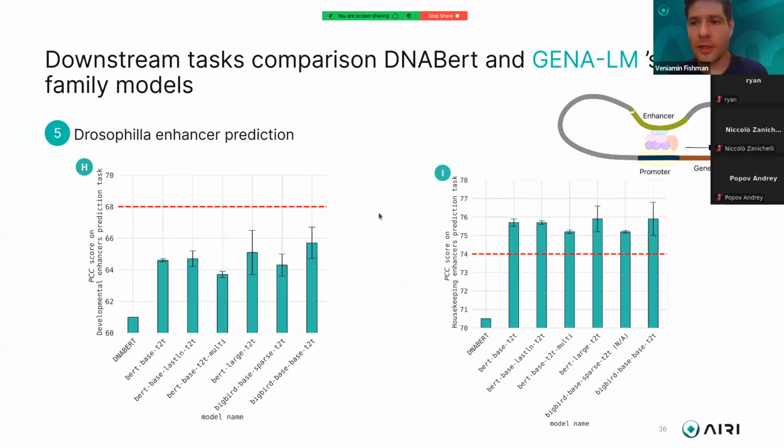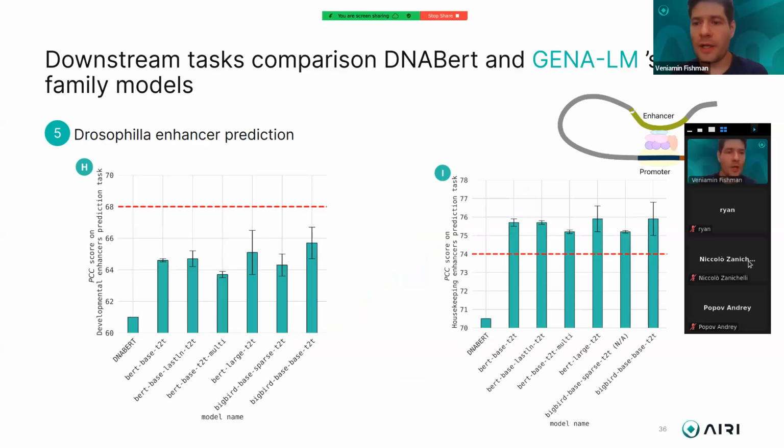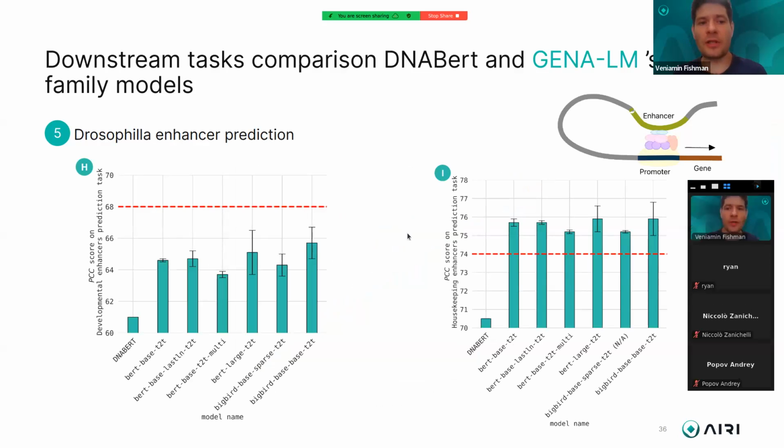And the final example I would like to show is a prediction of Drosophila enhancer strength. And why I would like to close with this example, because all the previous data was human data. But actually, there are many challenges which are related not to the human genome, but to the genomes of other species.